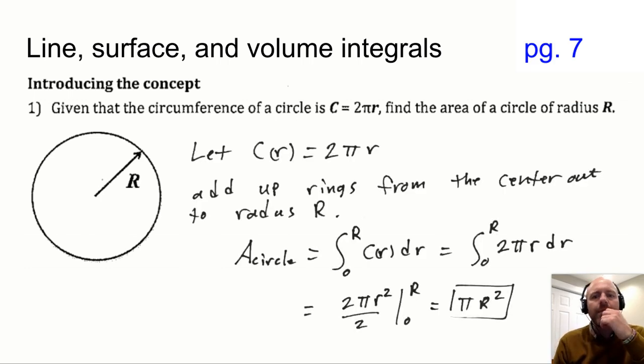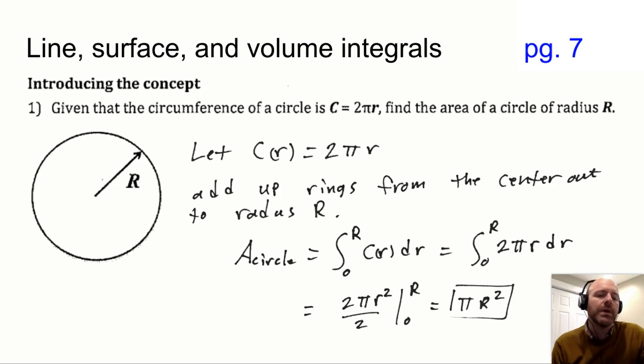If you imagine a circle, a solid circle or disk, it's filled up with an even distribution of matter. We can figure out the area of this circle by adding up little rings. The circumference of a circle as a function of r is 2 pi r, so you can integrate from 0 out to some capital R of 2 pi r dr, and you end up with pi r squared.